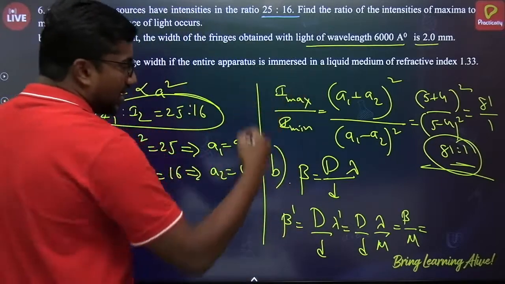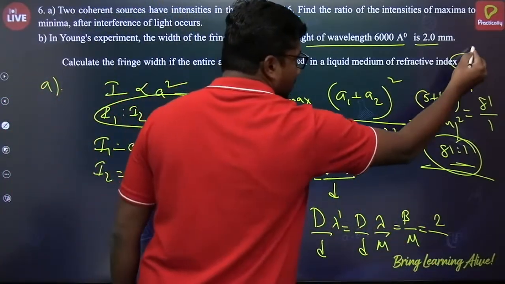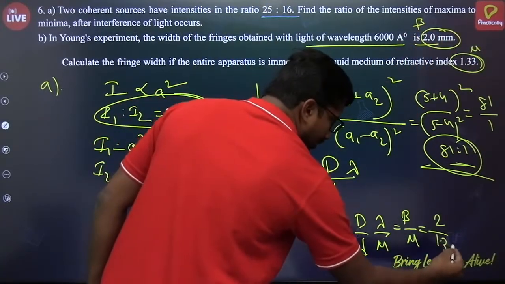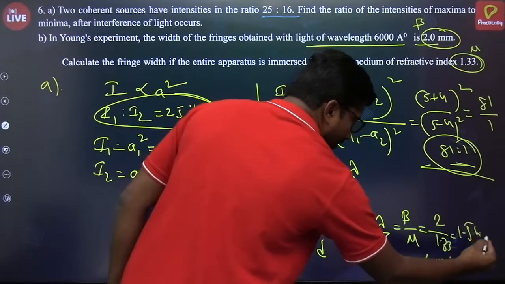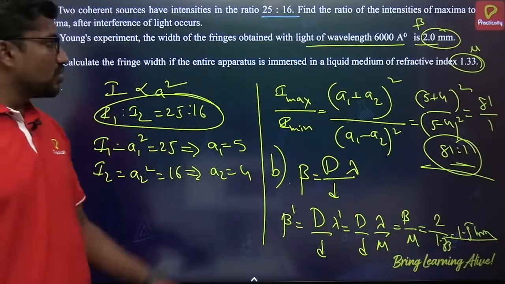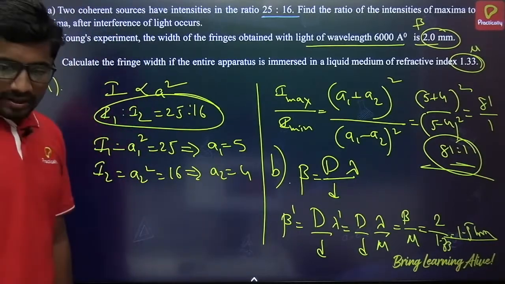Beta value is given as 2 and mu value is 1.33. This is mu and this is beta here. So 2 by 1.33 will become 1.5 millimeter. Okay, so that is how you can solve this question. This is another 3 marks question, right?